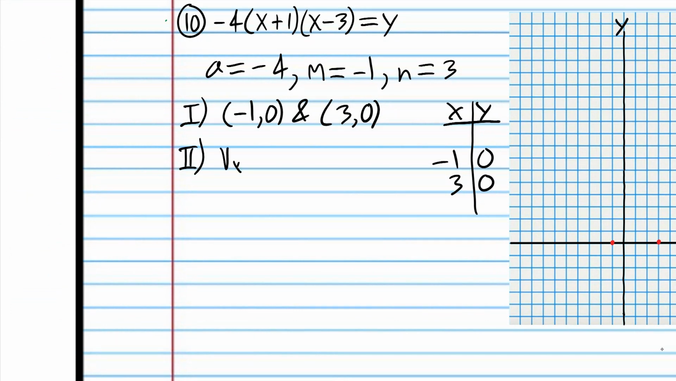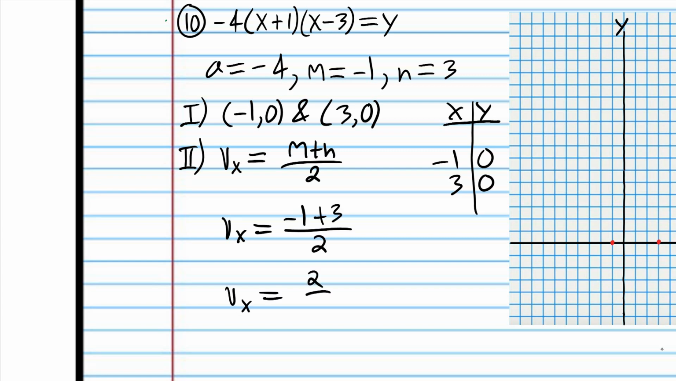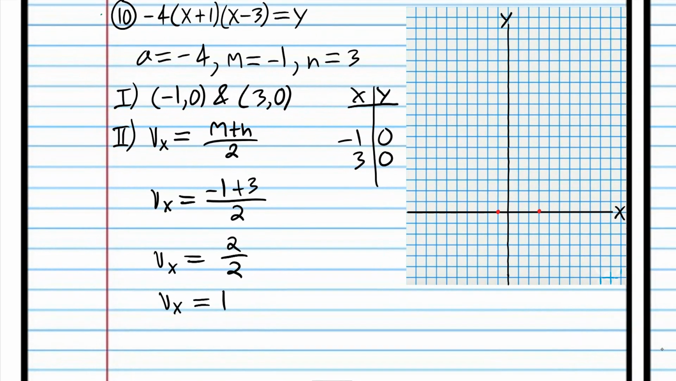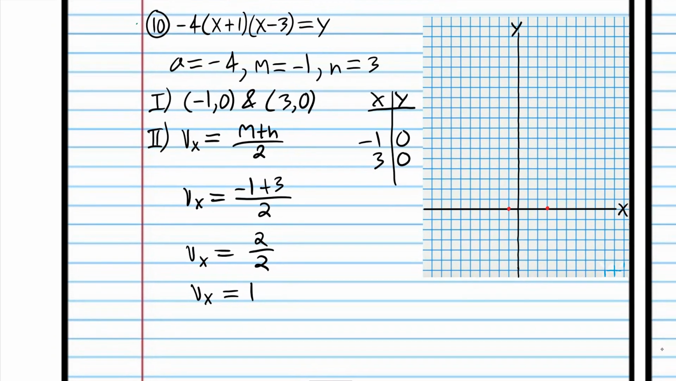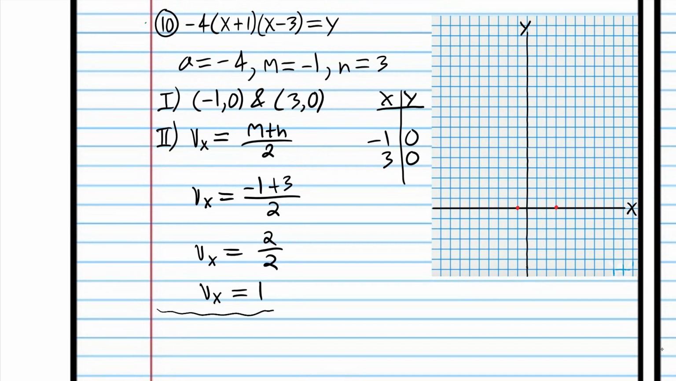So the x value of the vertex is equal to m plus n over 2. Plugging in m and n, we get 2 over 2, which is equal to 1. So as we suspected, the x value of the vertex is 1. Now let's find the y value of the vertex.